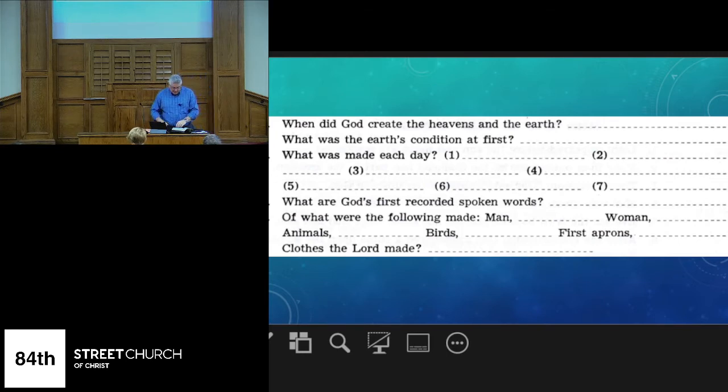What was made each day? What was the first thing that was made? Light? Day and night? Okay. Light came before day and night. We'll get to that in a minute. Okay, 2, the firmament. Does anybody have anything other than the word firmament? I'm not real sure exactly what firmament is either. Atmosphere? Okay.